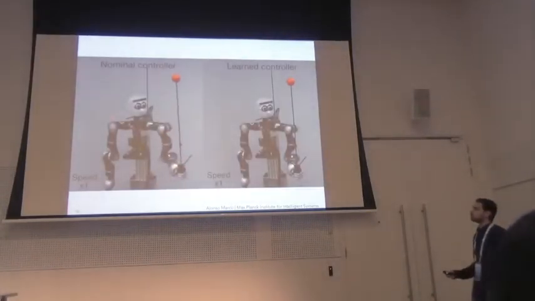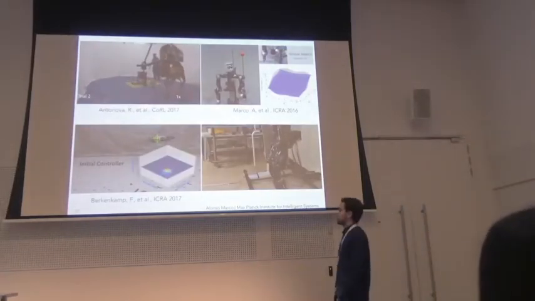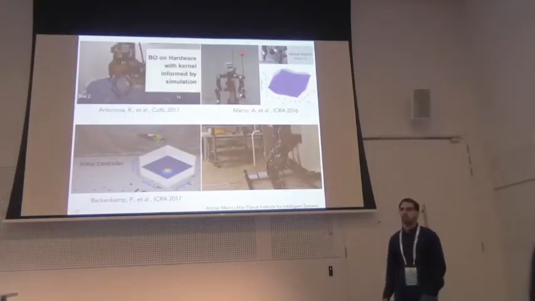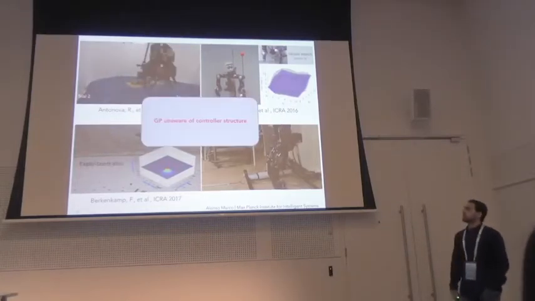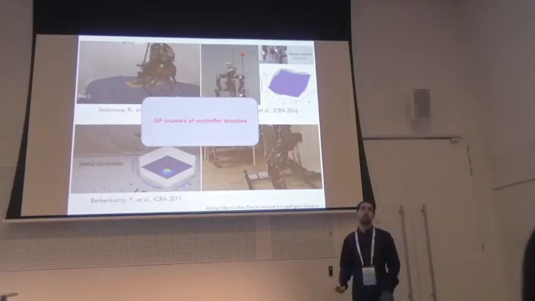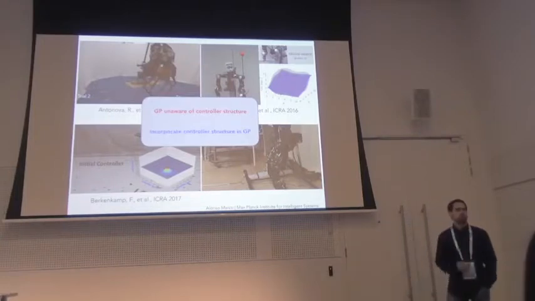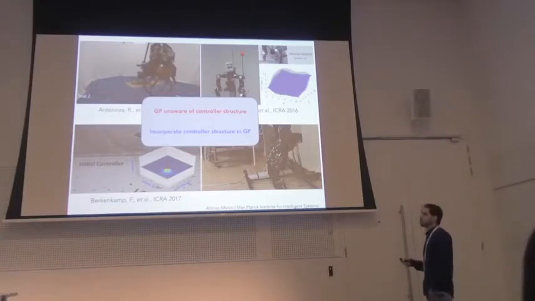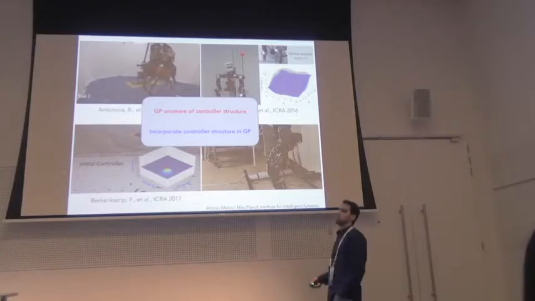Bayesian optimization has been successfully applied in the past years for other robot applications. What I want to stress here is that in all these applications, the Gaussian process was completely unaware of the type of controller that we were using. So what I'm going to present here is how to incorporate the controller structure into the Gaussian process in order to learn the optimal controller faster.